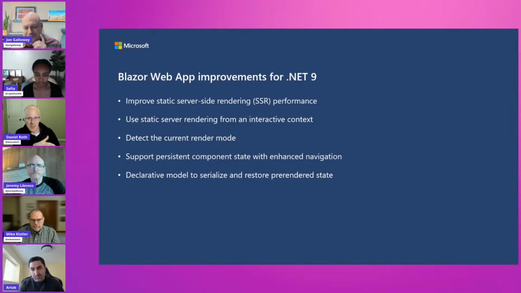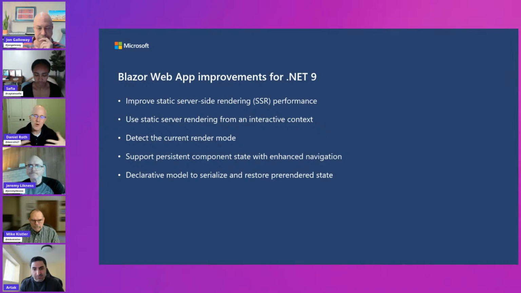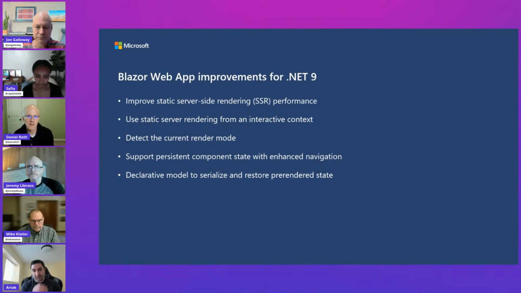But what you can't do really well is the opposite, where you've decided, you know what, I want my app to be globally interactive. Oh, but there's this one page or just this one set of pages that I want to be rendered statically. It's possible to do with .NET 8, but it's not very clean. In .NET 9, we're going to make sure that you can go from an interactive context, like an app that you've set up to be globally interactive, and be able to render pages statically from within that application.